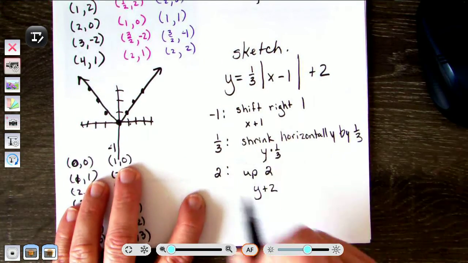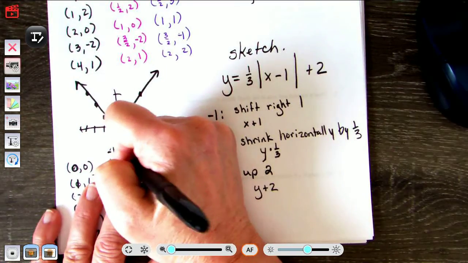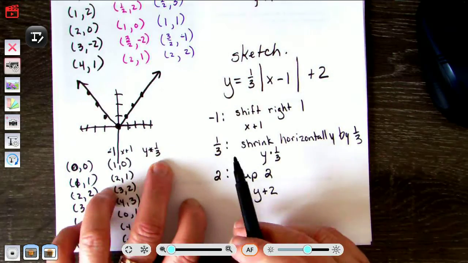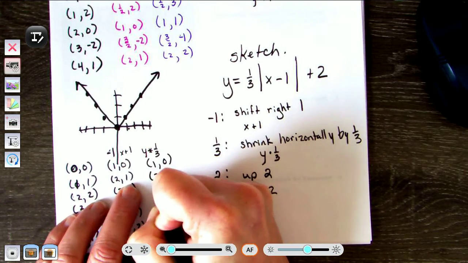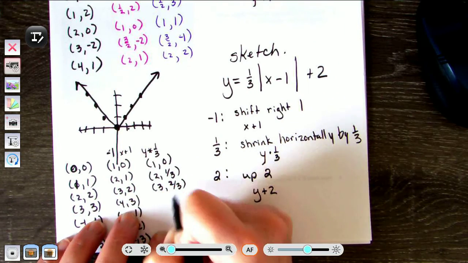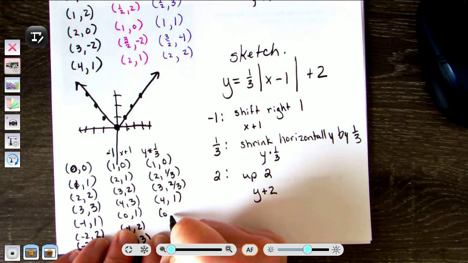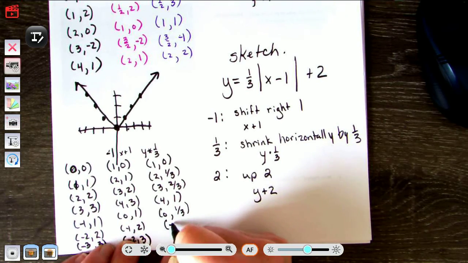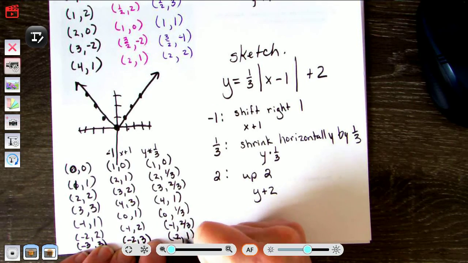Then we're going to shrink it. So we're going to take those y values and multiply by 1/3. If you want to write yourself little notes of what you're doing, that might help. So we're taking the y values; the x values don't change. So (4, 1), (0, 1/3), (-1, 2/3), (-2, 1).